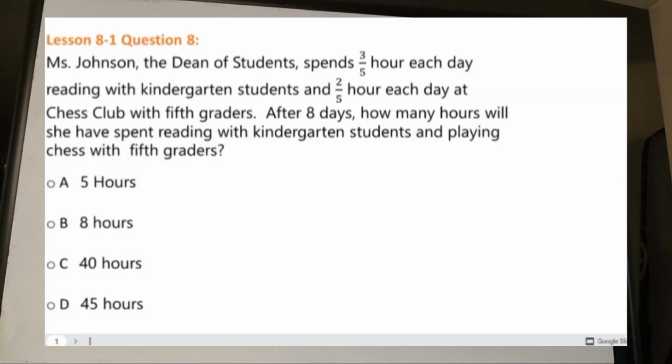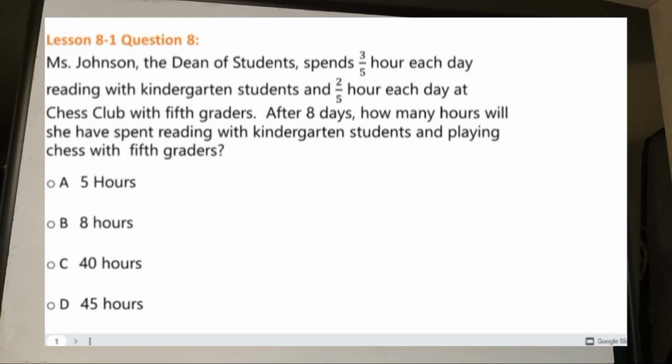All right, so for our last problem, Jamir, I want you to read it. Mr. Johnson, the dean of the students, spends 3 over 5 hours each day reading with kindergarten students and 2 over 5 hours each day at chess club with 5th graders. After 8 days, how many hours will he spend reading with kindergarten students and playing chess with 5th graders?